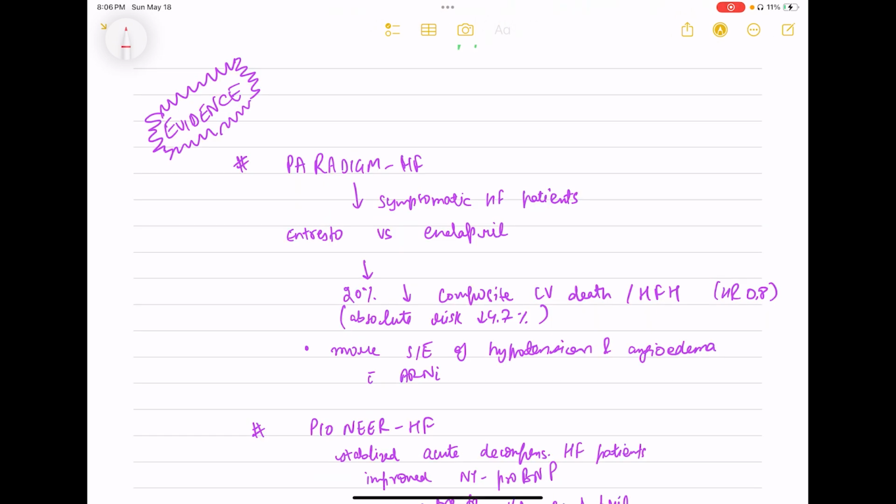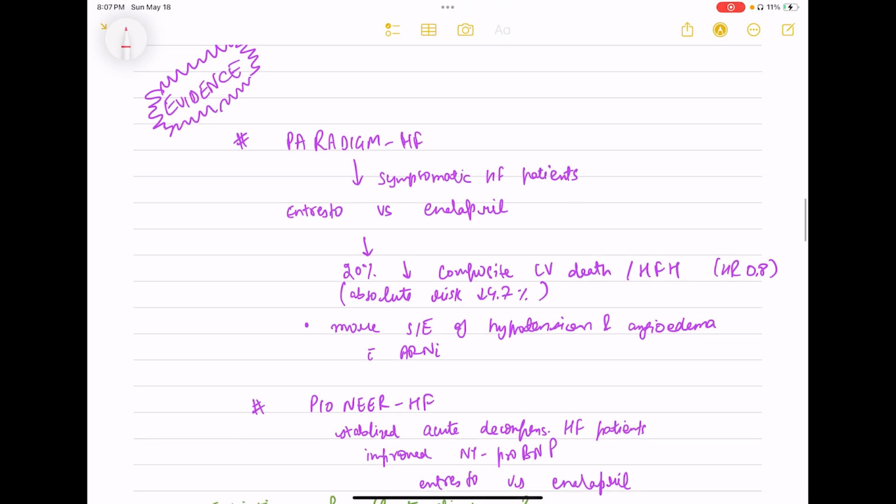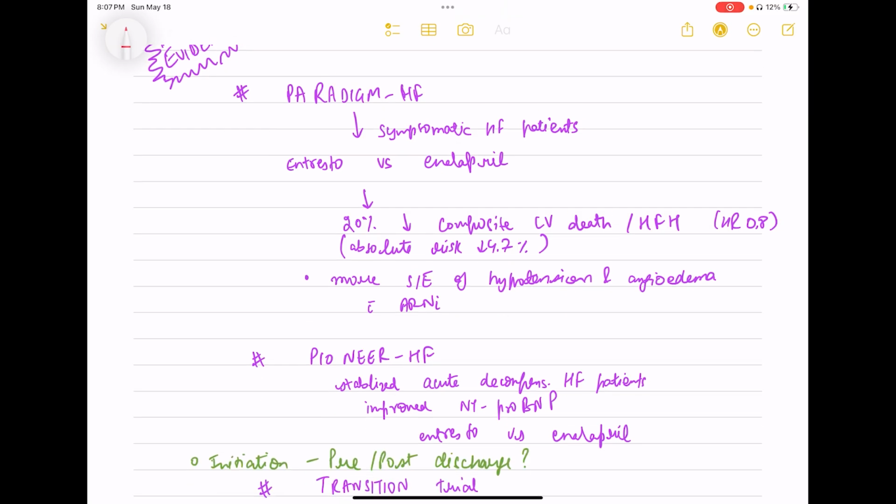So let's talk about the evidence in general. The PARADIGM-HF is one of the main trials for ARNI. They took symptomatic heart failure patients and randomized them to Entresto versus enalapril. There was an additional 20% relative risk reduction in composite outcomes of cardiovascular death and heart failure hospitalization. And there was an absolute risk reduction of 4.7%. There was an increased hypotension and angioedema seen with ARNI.